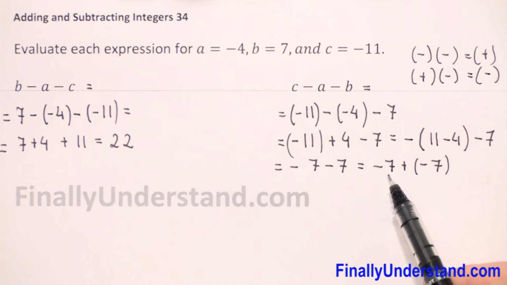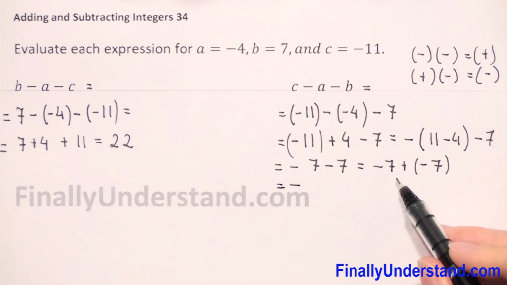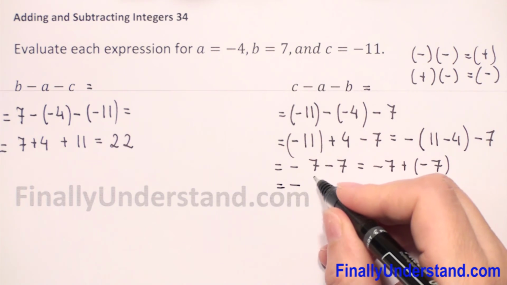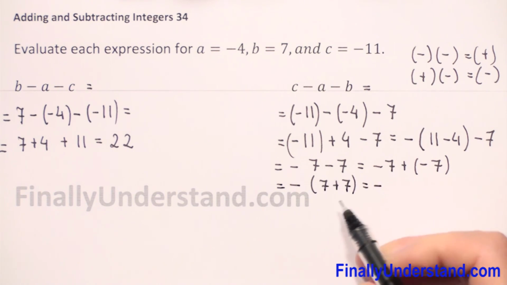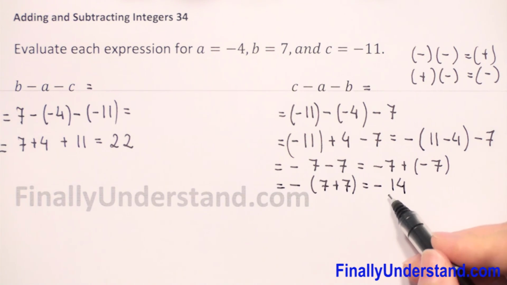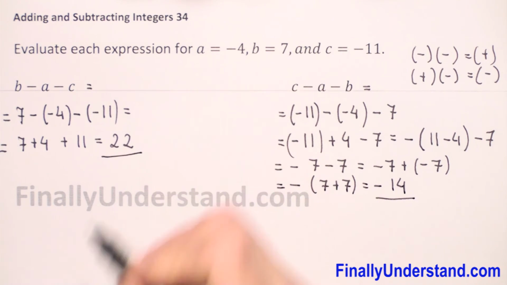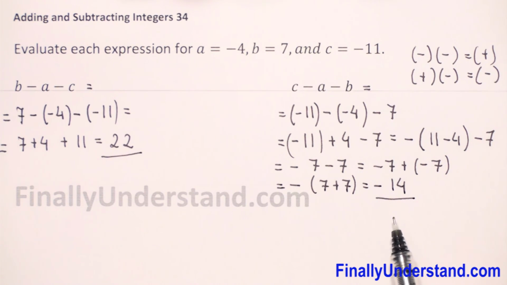So come back to our example. We have -7 plus -7, two negative numbers. So we copy the negative sign and we just add these two numbers, 7 plus 7. So this is equal. The negative sign you will rewrite. 7 plus 7 is 14. So this is my solution. For the first expression we got value 22, and for the second is -14.